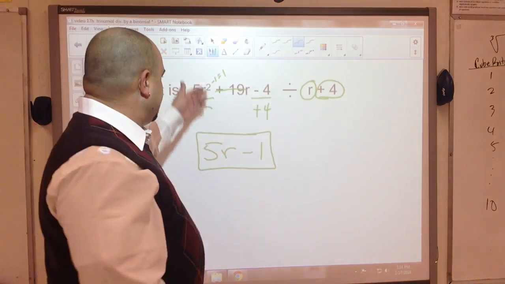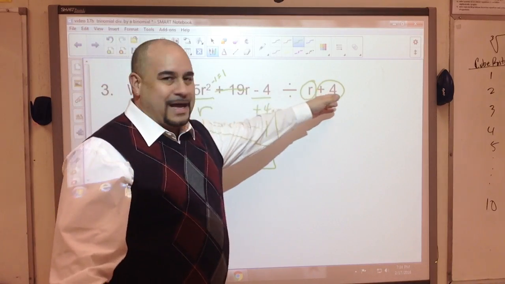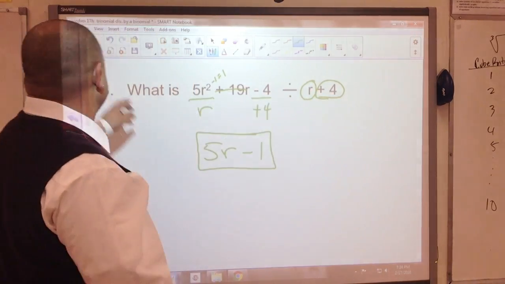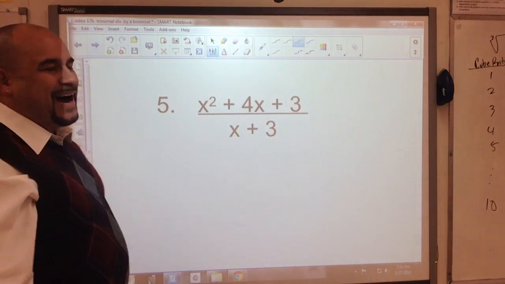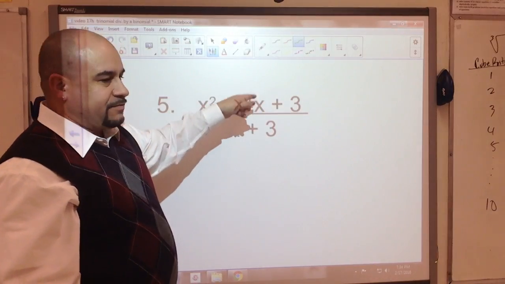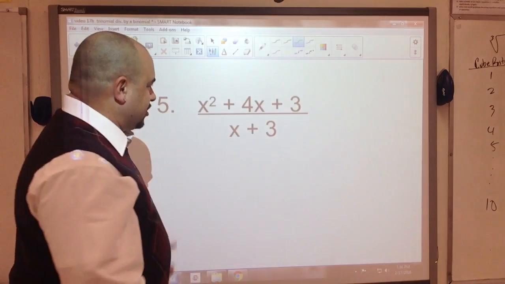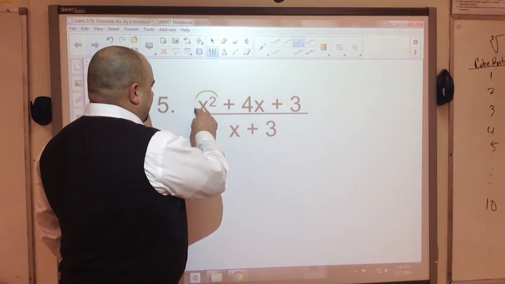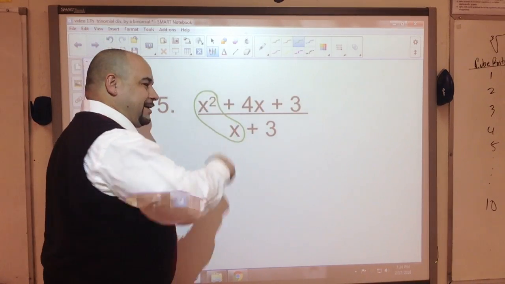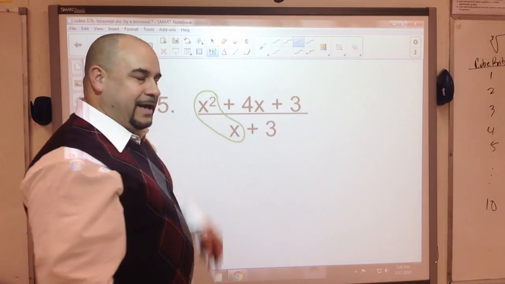Very simple. First one divided by the first one. Last one divided by the last one. Let's try one more. Now we're going to do number 5. Notice it's written as a fraction. X squared plus 4x plus 3 divided by x plus 3. The way I do this is, I take the first one and again I divide it by the first one. So I take x squared and divide it by x.